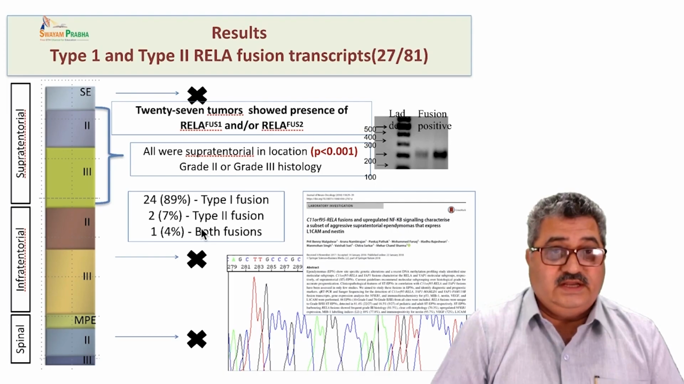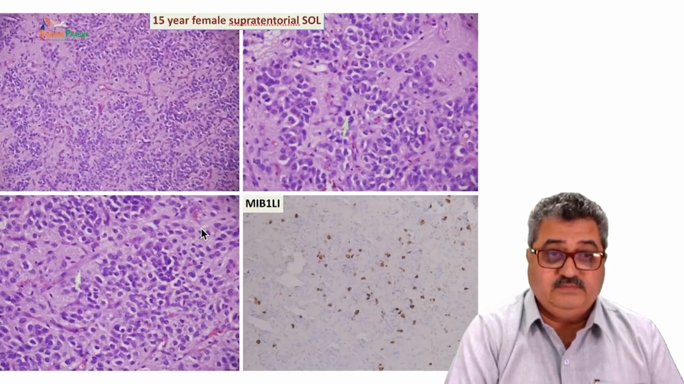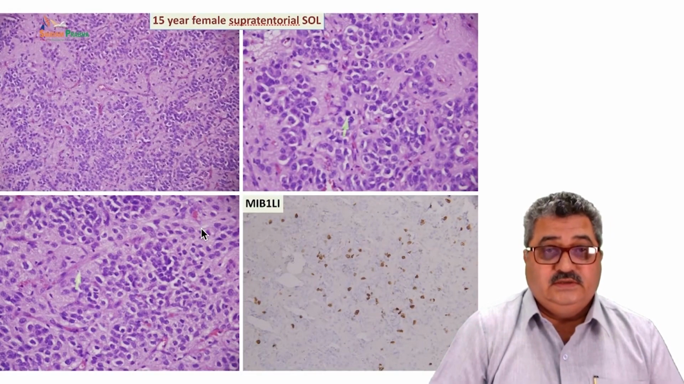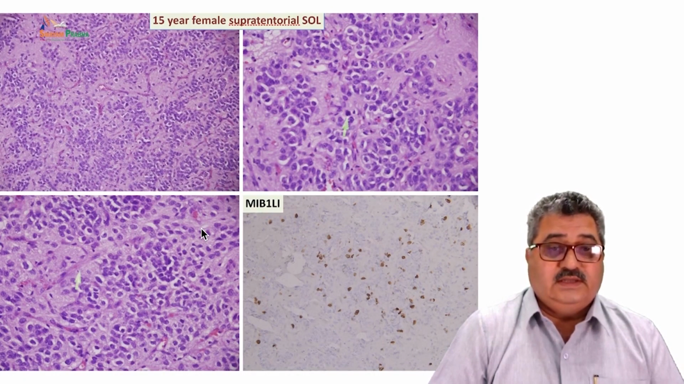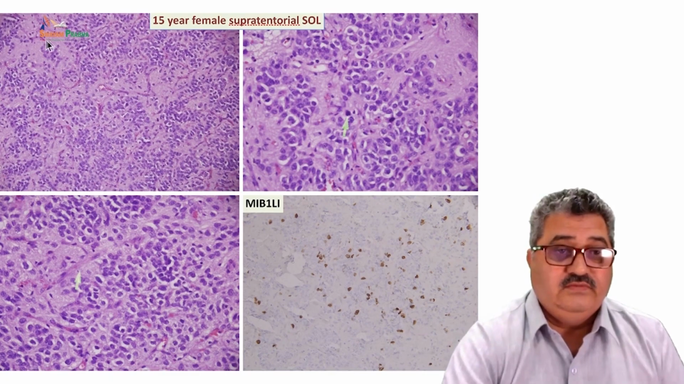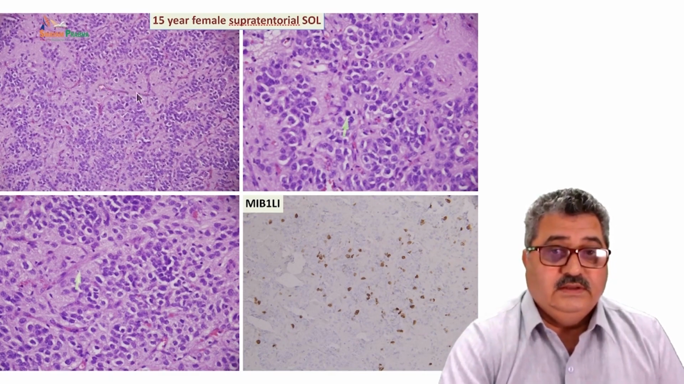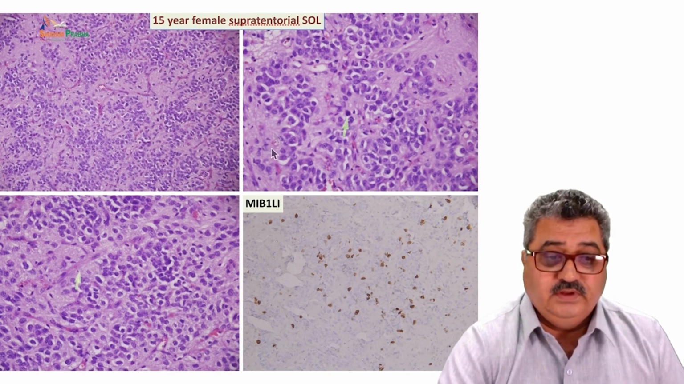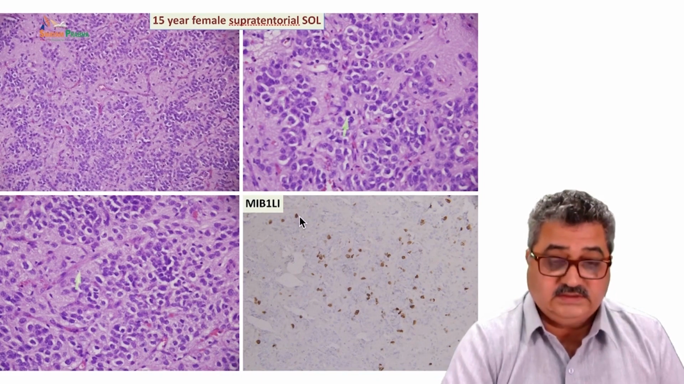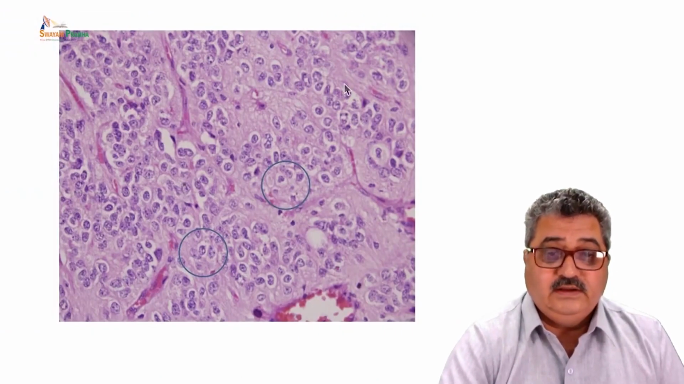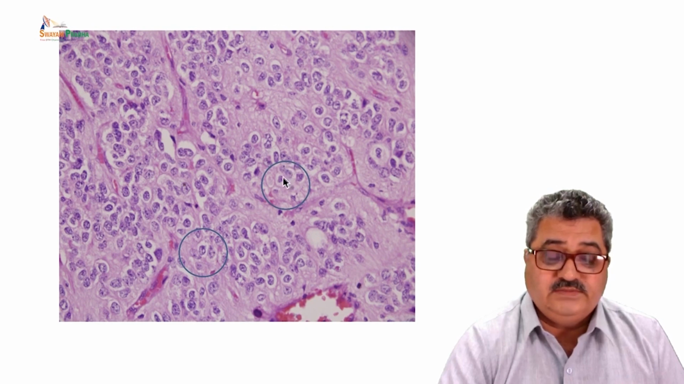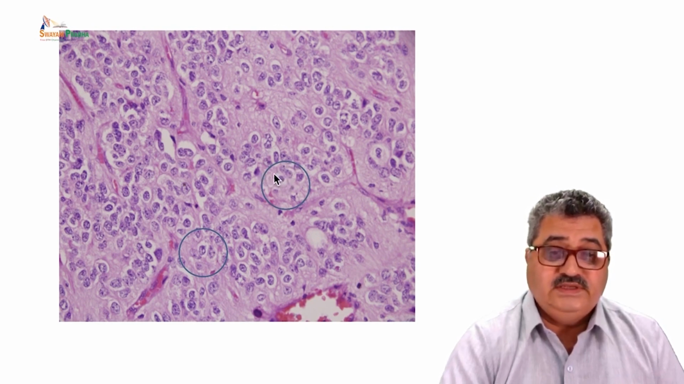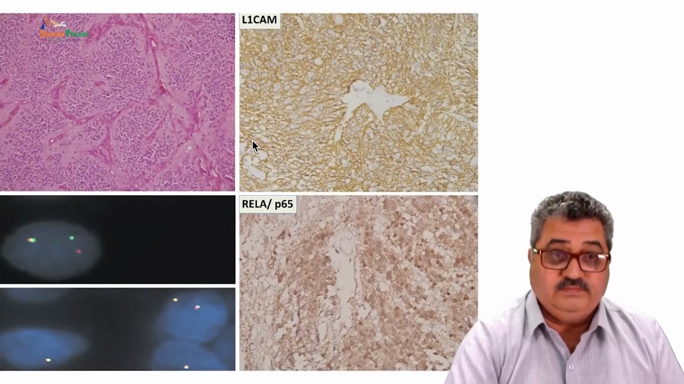Now this RELA fusion is seen only in the supratentorial compartment, not in the infratentorial or the spinal compartment, and mostly these are in children. They have worse prognosis. One of the very classical morphological features is thin-walled vascular channels, clearing of the cytoplasm, very high MIB-1 labeling if it is grade 3, and an oligo-like appearance with perinuclear halo, and some of these nuclei show nuclear grooving.